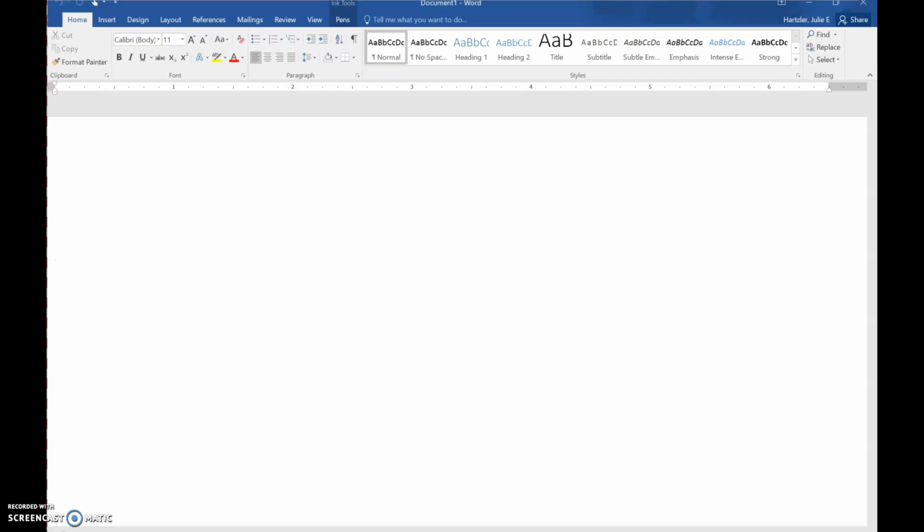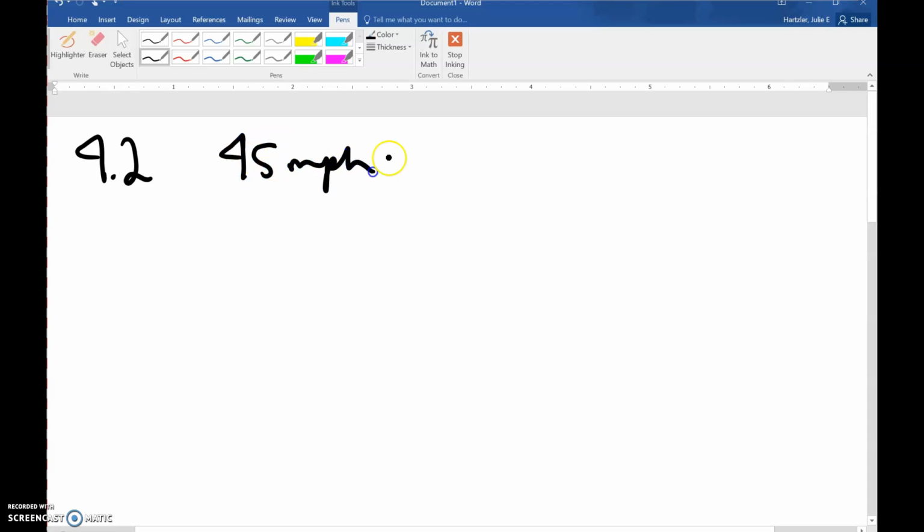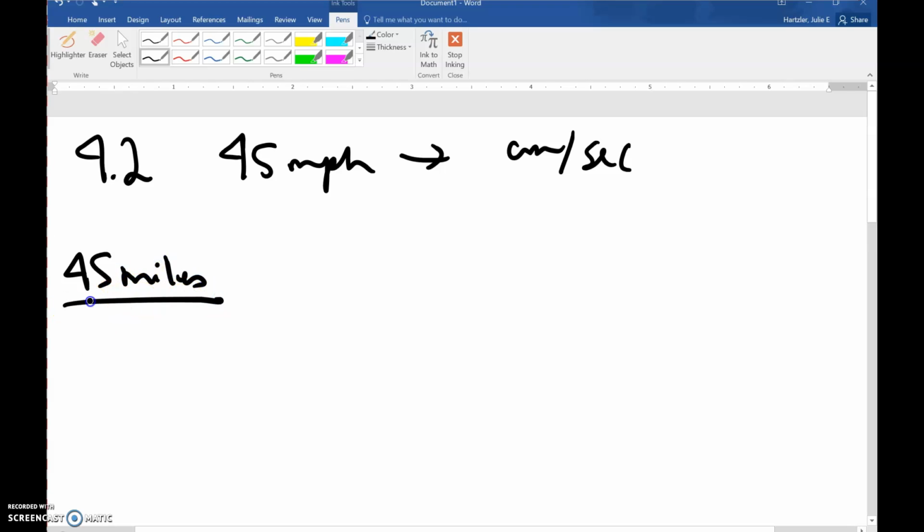Okay, here's a quick video over sections in Chapter 4. 4.2 is just dimensional analysis again. So for example, if you want to go from 45 miles per hour to maybe centimeters per second, you would use dimensional analysis. So remember, when you have a rate, you have numbers both places, so miles per hour.